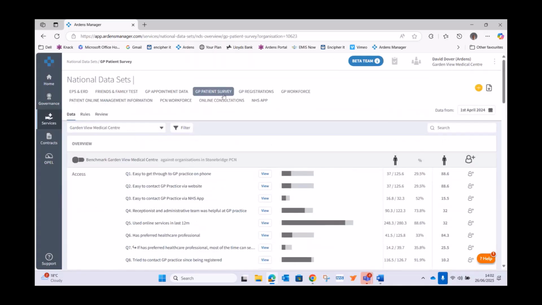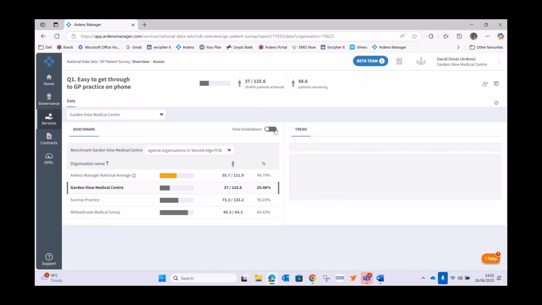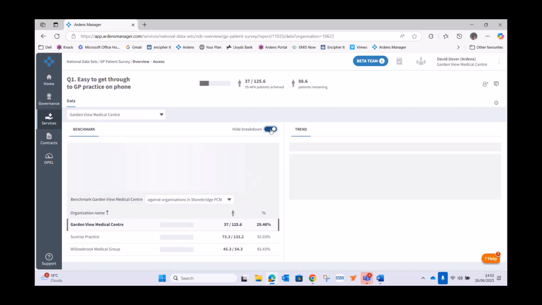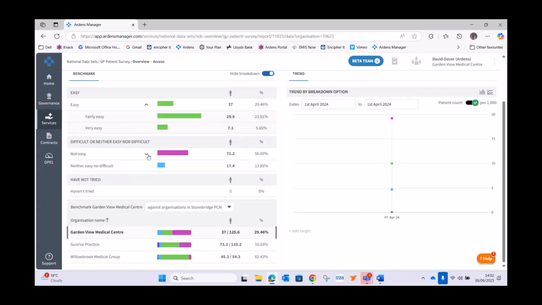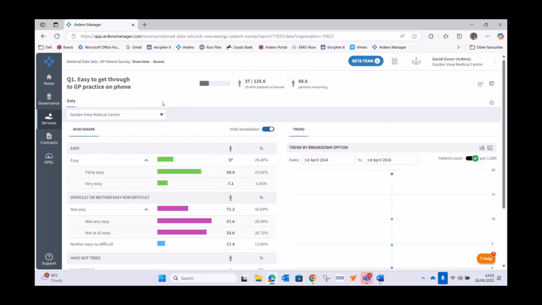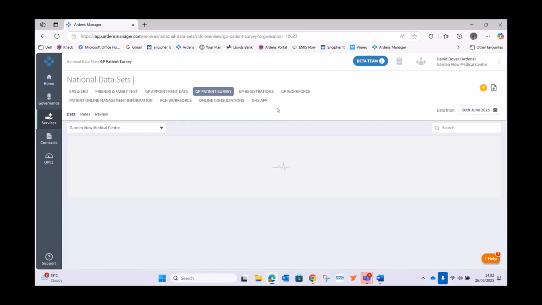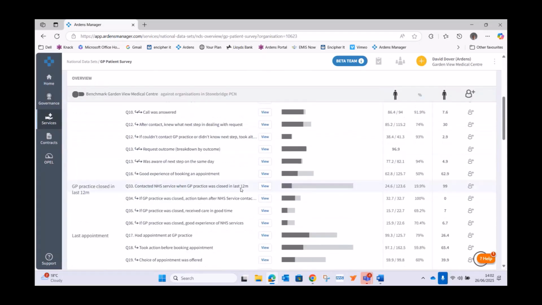It's published data. We just give you the ability to look and break down whether your patients think yes or no, it is easy to get through to my practice, to book an appointment, and so on. Again, you can break that all down, and let you know of those patients who completed those surveys, what your scores were when it comes to easy, fairly easy, very easy, or not, as the case may be. So all of your GP patient survey data does form part of your network DES as well, but this is the full cohort of all of those questions that get responded to.